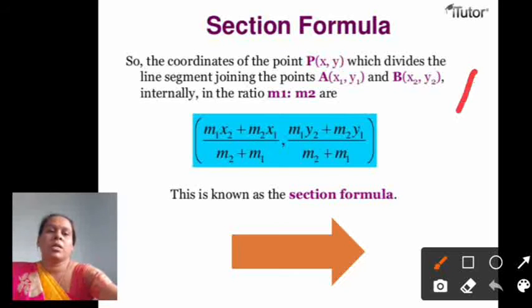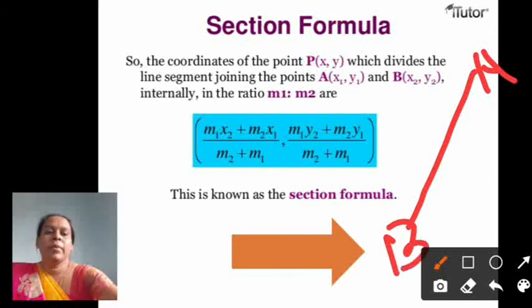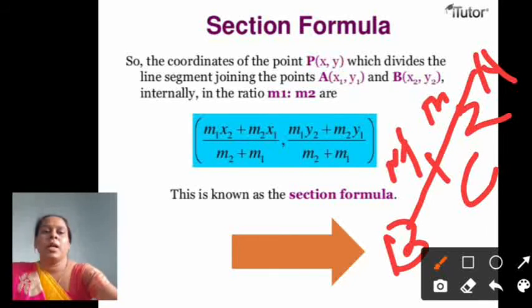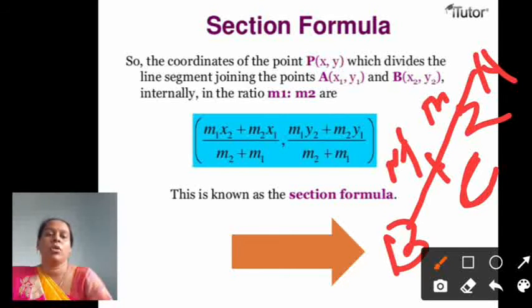Suppose here is the segment AB, and this segment AB is divided into 2 parts at the point C, and here the ratio is m1 and m2. At that time, the x coordinate of this point C is given by m1 x2 plus m2 x1 upon m1 plus m2, and the y coordinate of point C is given by m1 y2 plus m2 y1 upon m1 plus m2.